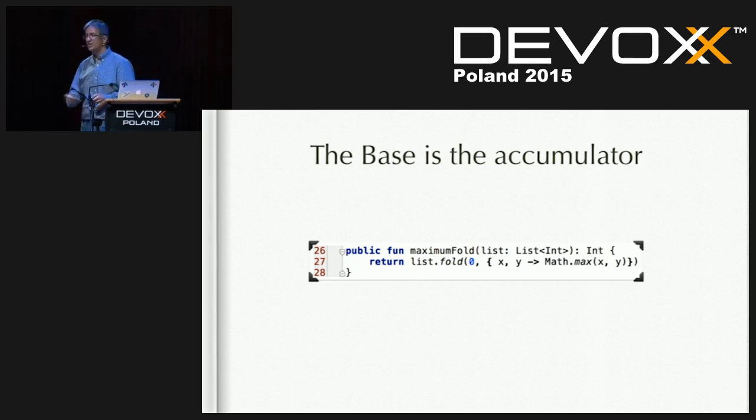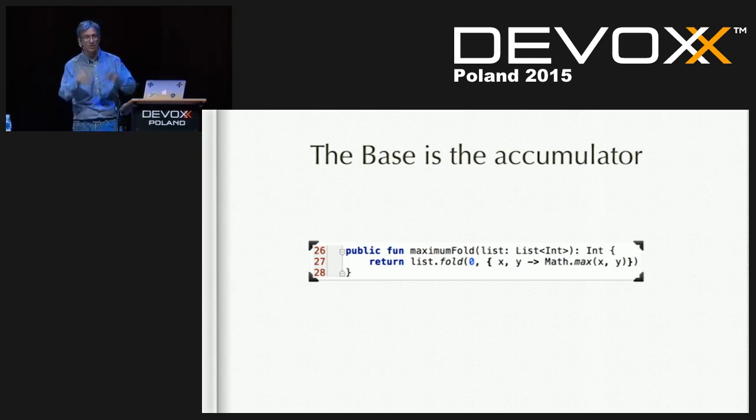And reduce is exactly the same as fold, except the first parameter is 0 if it's with an integer or what have you.